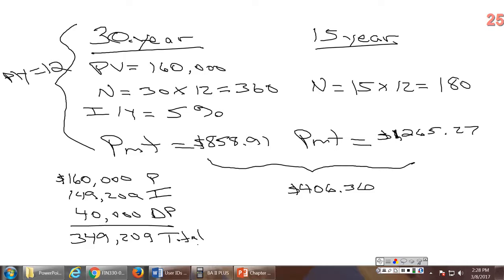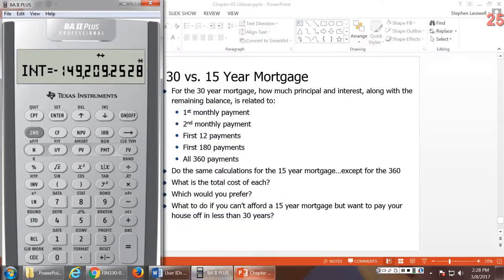Now let's take a look at the 15-year mortgage. So if we go back to the calculator, it says, okay, do the same calculations using the 15-year mortgage. So I'm going to go back and put the information in really quickly for the 15-year mortgage. So it was $160,000 that we borrowed, present value. I'm leaving the interest rate the same.